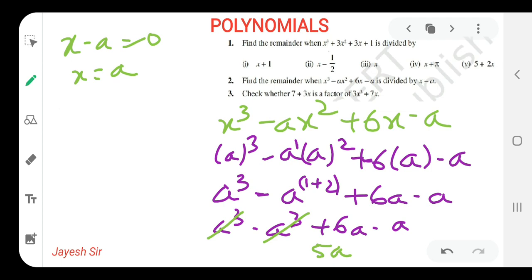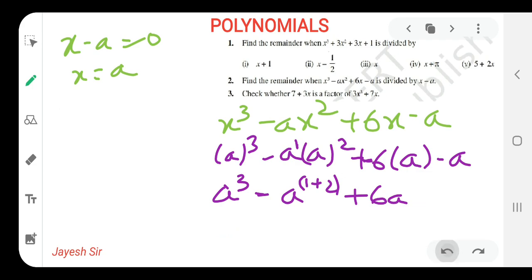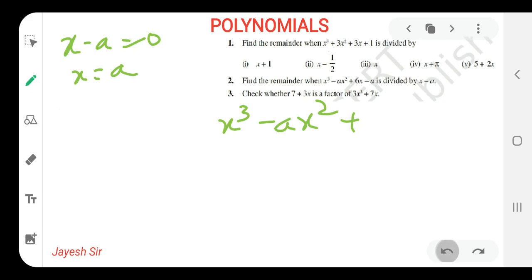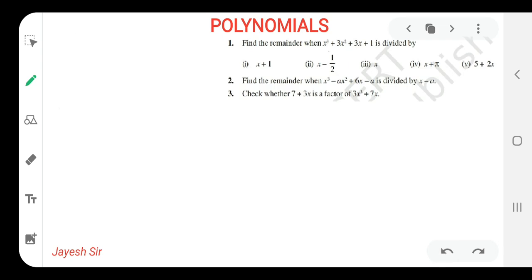So let's solve our third sum, that is check whether 7 plus 3x is a factor of 3x cube plus 7x. Only the language is different, friends. The sum asked is similar to the ones we have solved now. I hope you all have understood it properly. So let's solve it. What is given? Check whether 7 plus 3x is a factor.